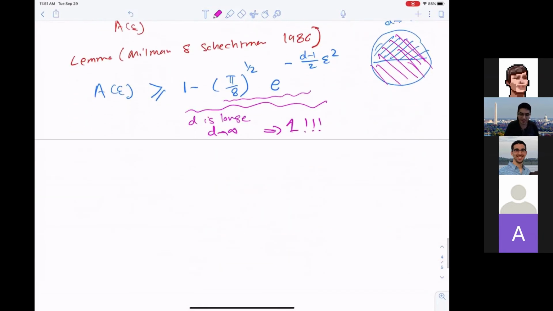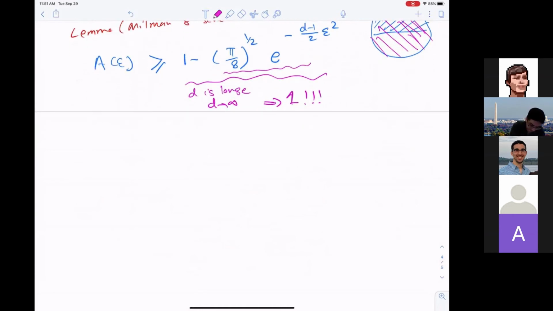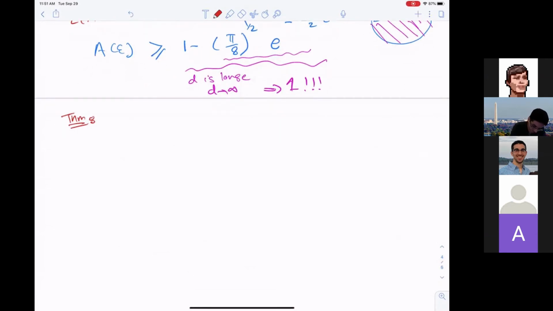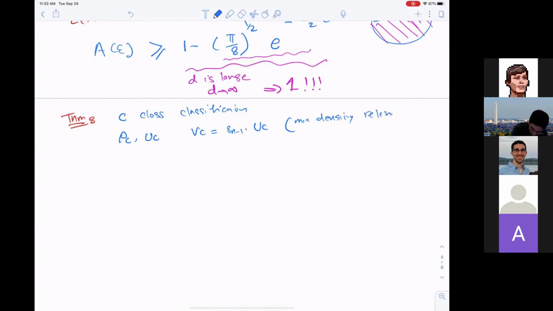Now you can immediately see the implication of this in adversarial robustness, which follows directly from this observation. Let's say you have a C class classification problem. Similarly, you have the density rho C with the maximum UC that we discussed. Here we define VC as the supremum density relative to the uniform density, which is like 1 over this number. That's just a simple notation.